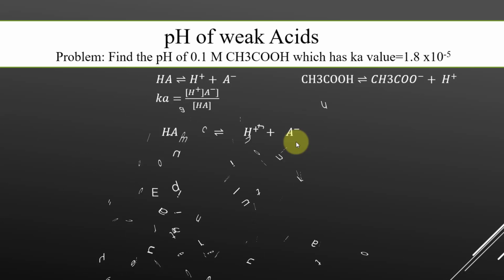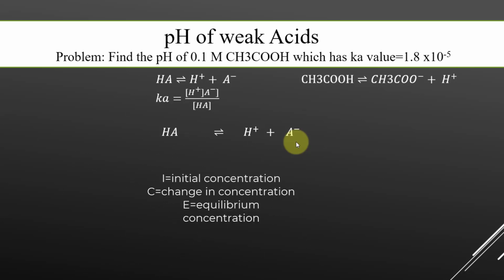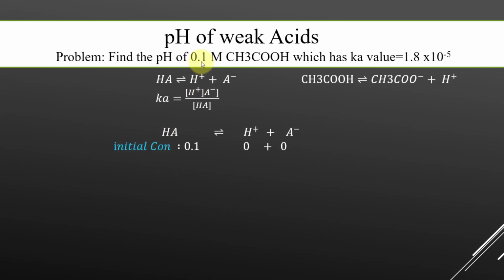Let's solve this problem using the ICE method. I means initial concentration, C means change in concentration, and E means equilibrium concentration. Initial concentration, as we have been given, is 0.1 molar. If you look at this expression, this shows that 1 mole of HA dissociates to give us 1 mole of H positive ion and 1 mole of A negative ion. Initially, we have 0.1 mole HA. Since the dissociation hasn't happened, we won't have any H positive and A negative ion in solution at the start of the reaction.